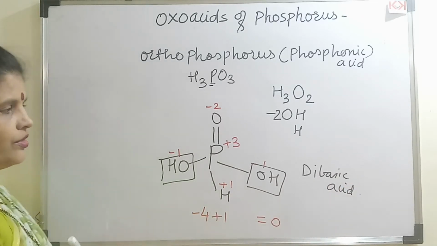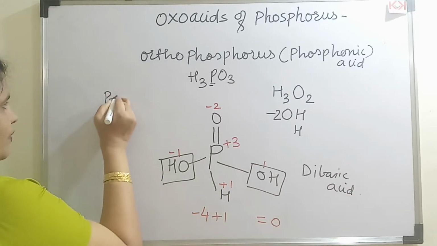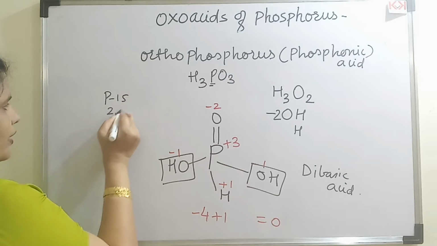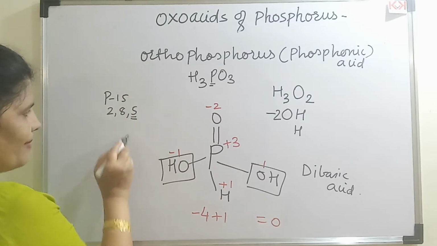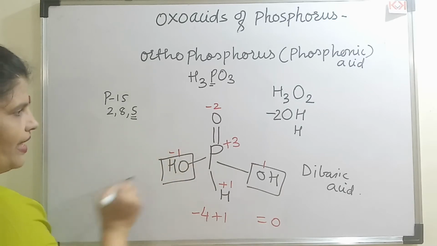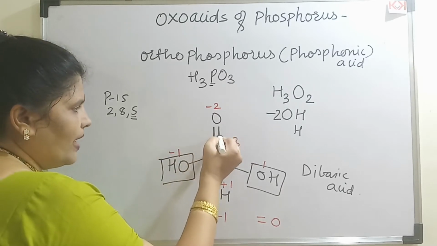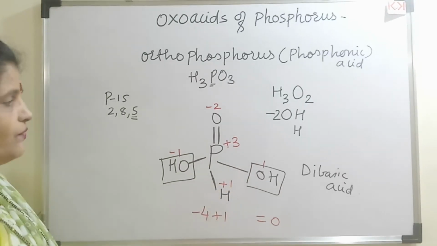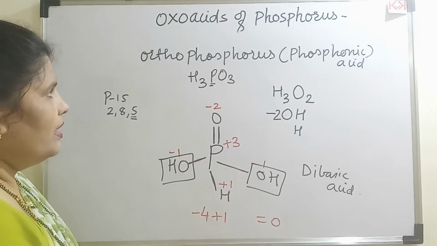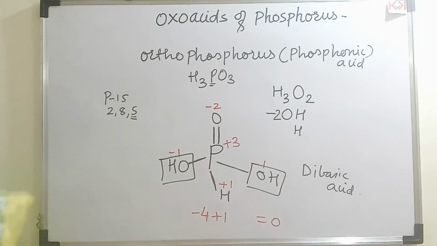Students, it is very important to note that you know that phosphorus is from 15th group. If you see the electronic configuration, it is 2, 8 and 5. So if you see the number of bonds maximum what phosphorus can form is 5, and you can check this: 1, 2, 3, 4 and 5. So in all the oxoacids, phosphorus must form 5 bonds. Let's go with the next example now.